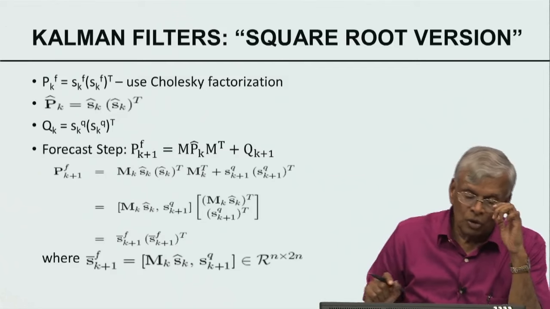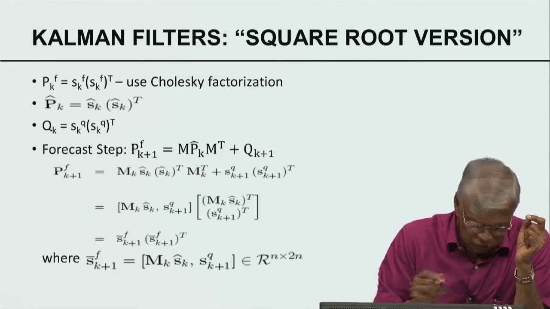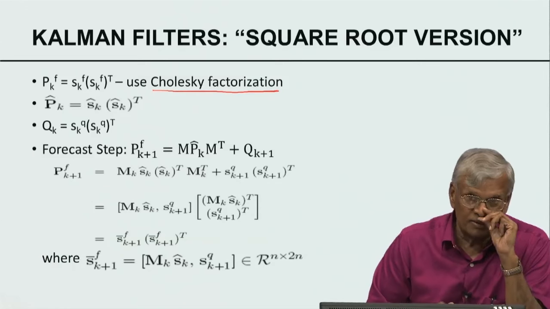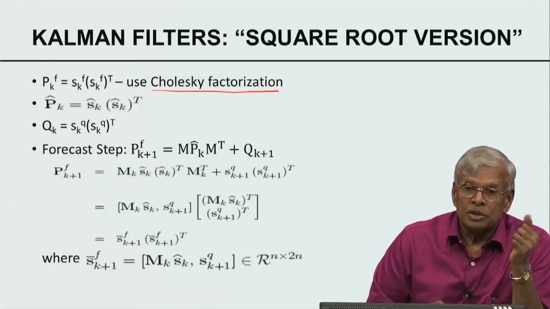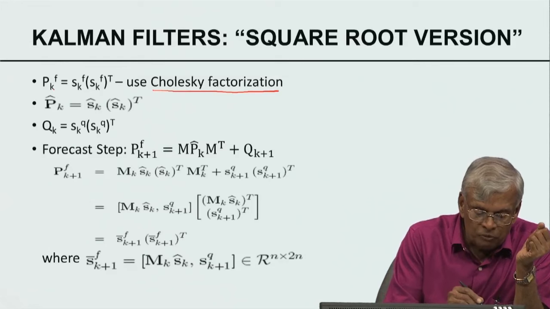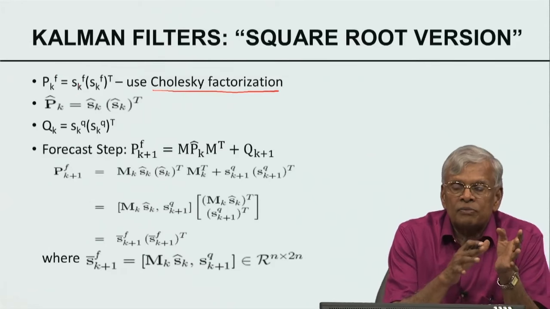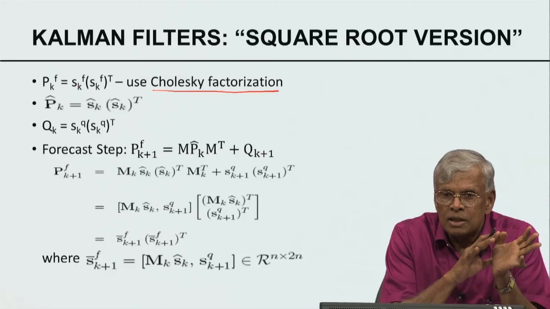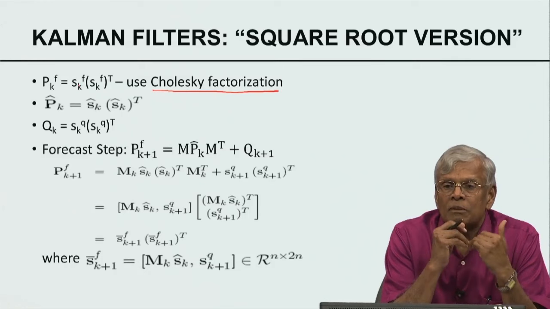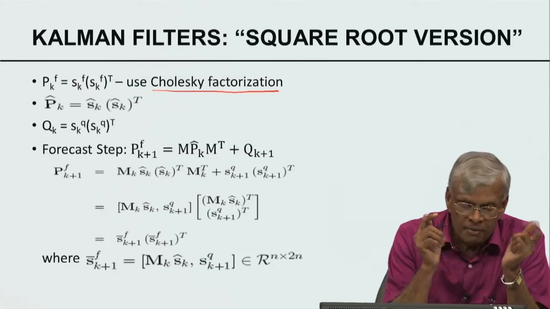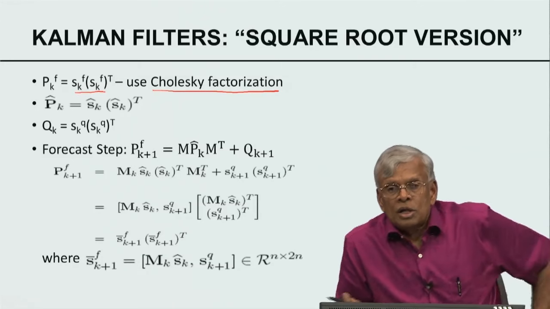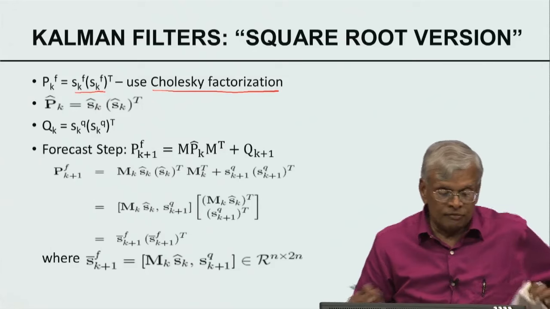Now I am going to go back to using the Cholesky factor as a square root. So we are going to use Cholesky factorization, which means we are talking about full rank. Let the forecast covariance at time k be P_k^F. I am still concerned with the Kalman filter. Please recall, we would like to rewrite the Kalman filter equations in the covariance square root form. That is simply the product of the Cholesky factor S_k^F and S_k^F transpose.